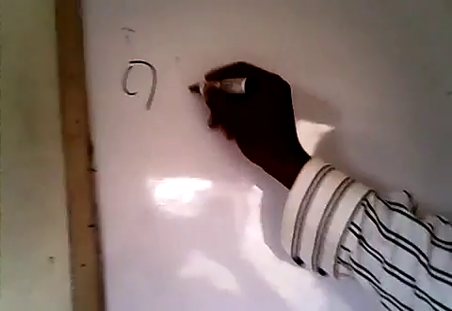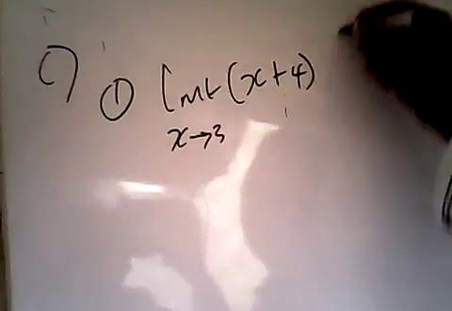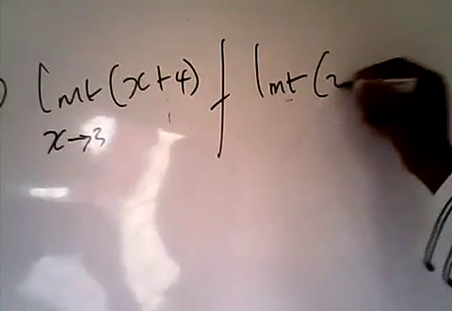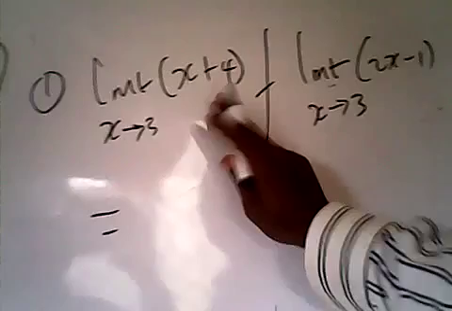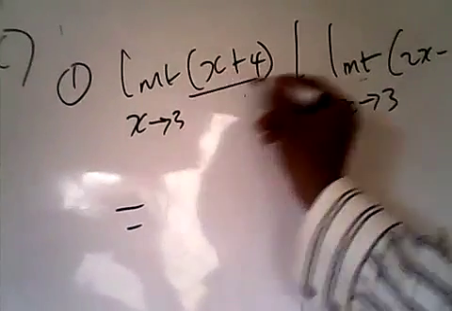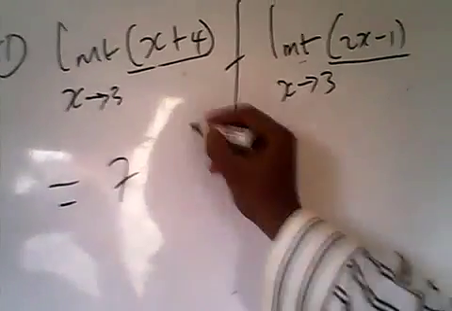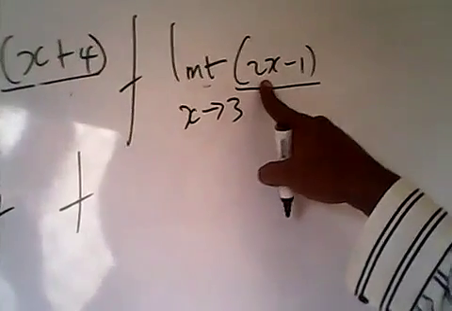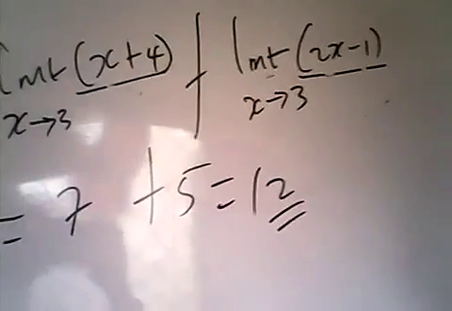Now, applying this rule, we can solve some problems. Let's take problem 1. We have the limit of x plus 4 as x tends to 3 plus the limit of 2x minus 1 as x tends to 3. All that we have to do is solve this one, whatever it gives us. The function of x here is x plus 4, and the function of x here is 2x minus 1. So 3 will take the place of x. That is 3 plus 4, that is 7. Then plus, what do we have here? 3 times 2, that is 6, minus 1, 5. So we have 12. The answer there is 12.